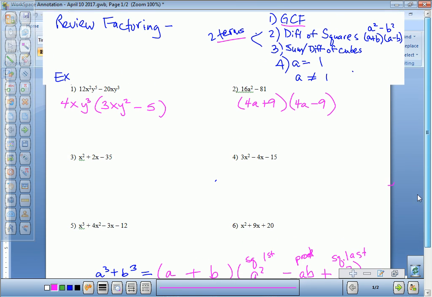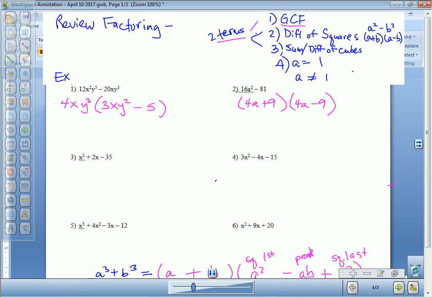Okay. So those are our two choices when we have two terms. Oh, and I guess GCF. All right. GCF is always step 1. Whether we have 2 terms, 3 terms, 4 terms, we always look for GCF first.